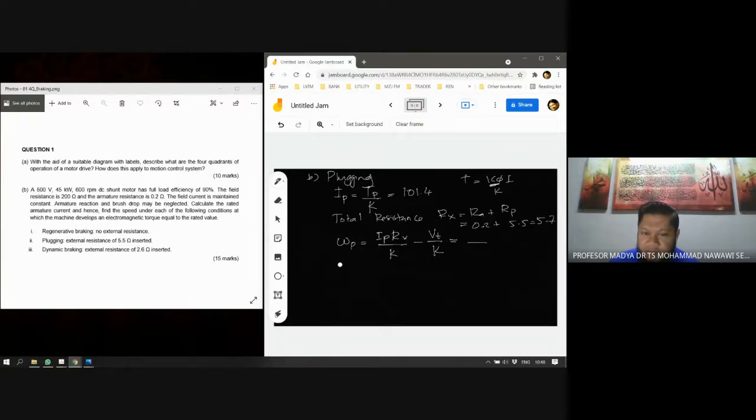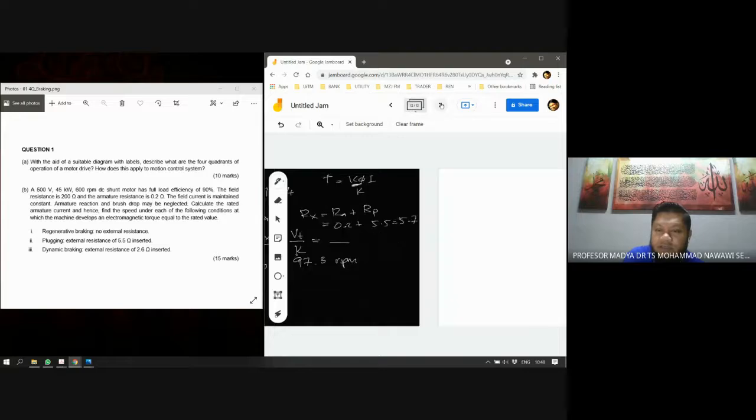Calculate for that, and finally you have N equals to 2 pi over 60 multiplied by omega P. That gives you the answer 97.3 RPM. Okay? 97.3 RPM. So that is a plugging RPM.